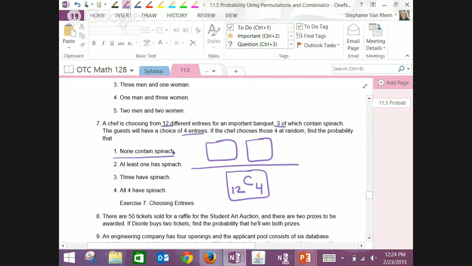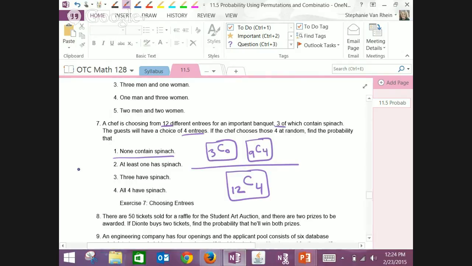None of them contain spinach, so that'd be 3 choose 0, times 9 choose 4. If 3 of them have spinach, then 9 of them don't have spinach, out of the entrees. At least one has spinach means 1 or more have spinach, right?